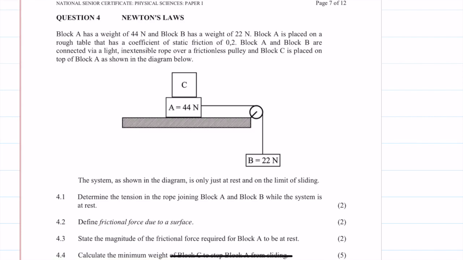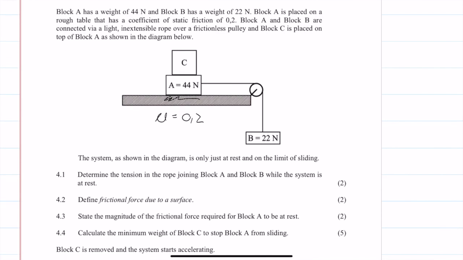Okay, so this question is on Newton's laws. Let's get into it. Block A has a weight of 44 newtons and block B has a weight of 22 newtons. Block A is placed on a rough table that has a coefficient of static friction mu of 0.2. Block A and B are both connected via a light inextensible rope over a frictionless pulley, and block C is placed on top of block A as shown in the diagram.